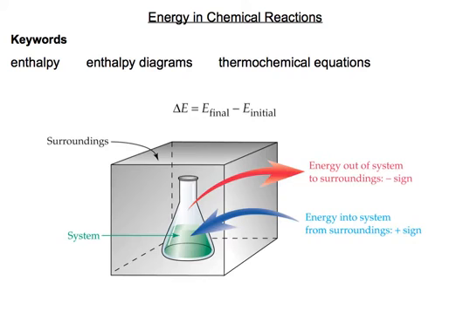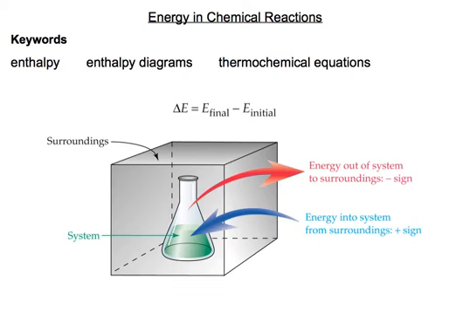System, as this diagram shows, would be the reactants and products in the Erlenmeyer flask that are reacting. And so the surroundings are everything else. For some reason, this flask is in a box, but anyways, the box and anything outside of the box are considered the surroundings. And so there are two different ways that energy can move.